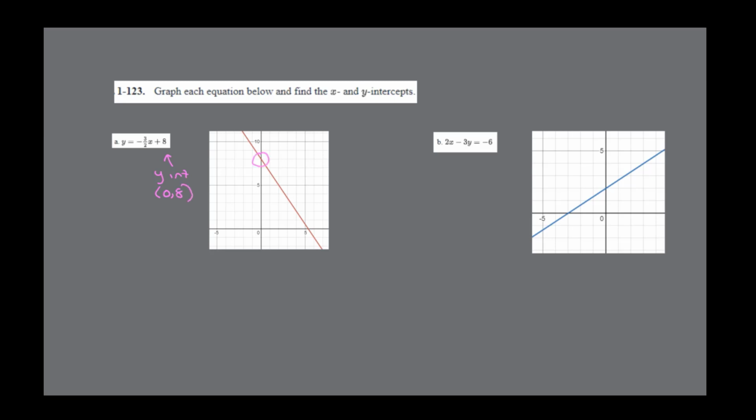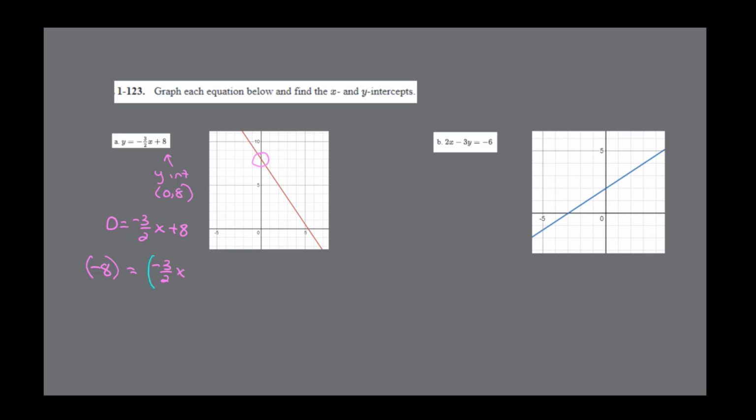Now, in order to solve for the x-intercept, we need to plug a 0 in for y. So I'm going to do that and then solve for x. The first thing I'm going to do is give myself a little room, because I'm subtracting 8 from each side: negative 8 equals a negative 3/2 x.